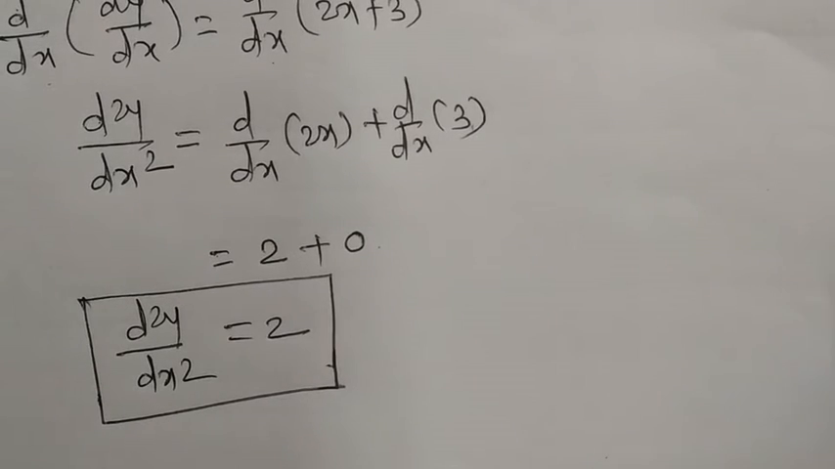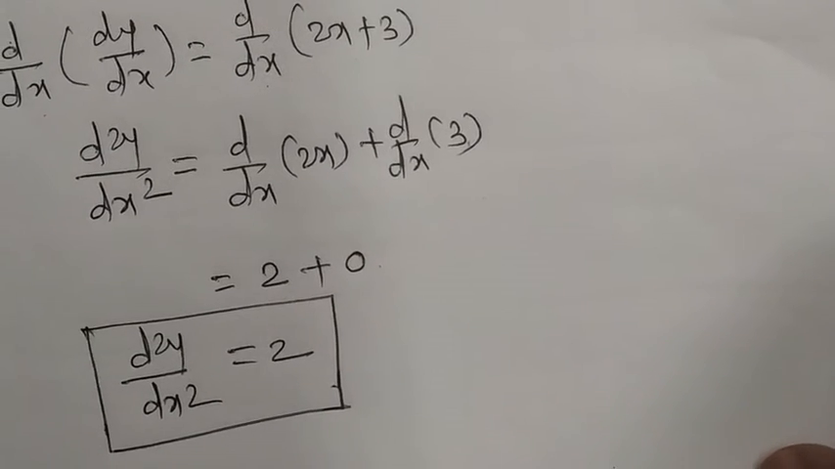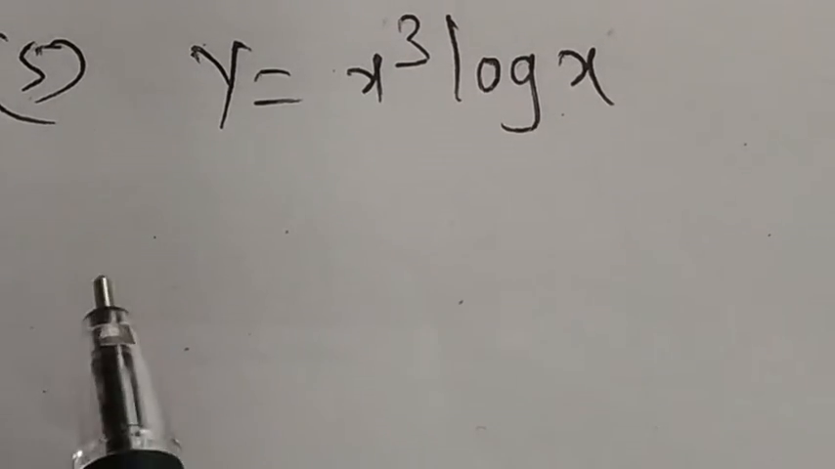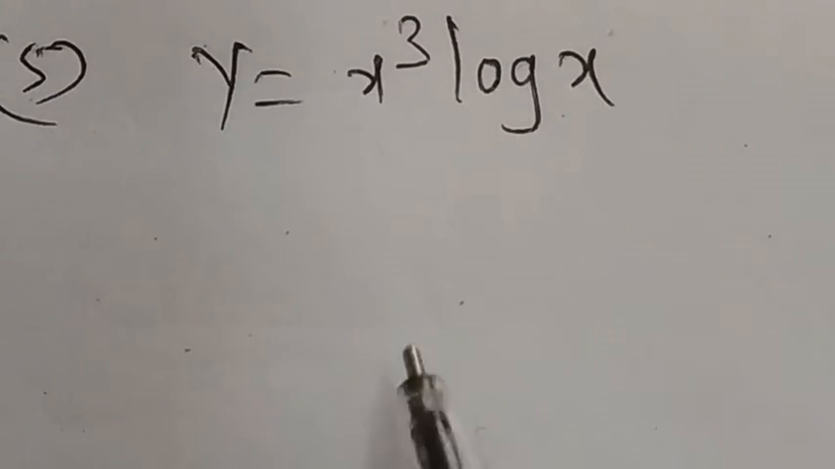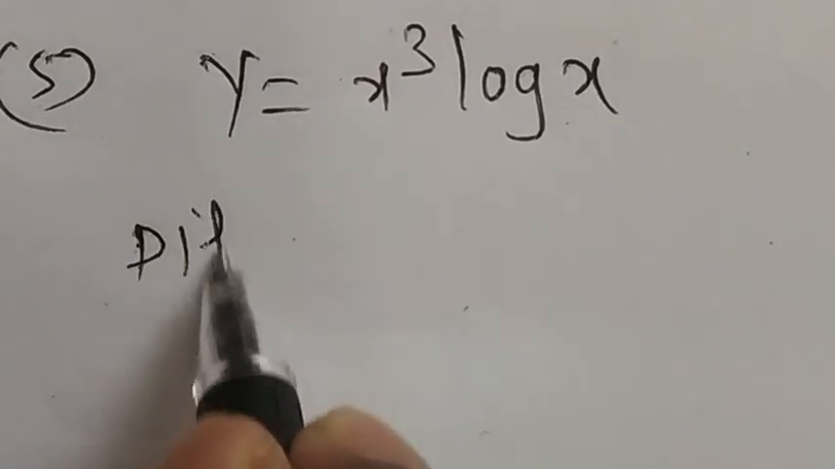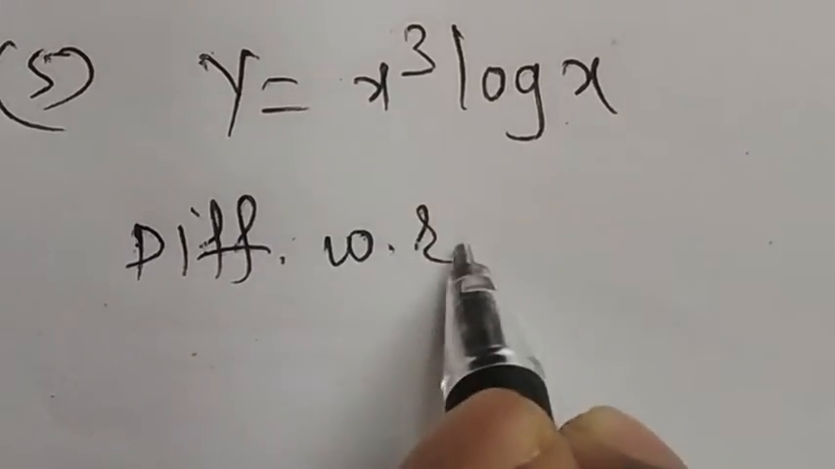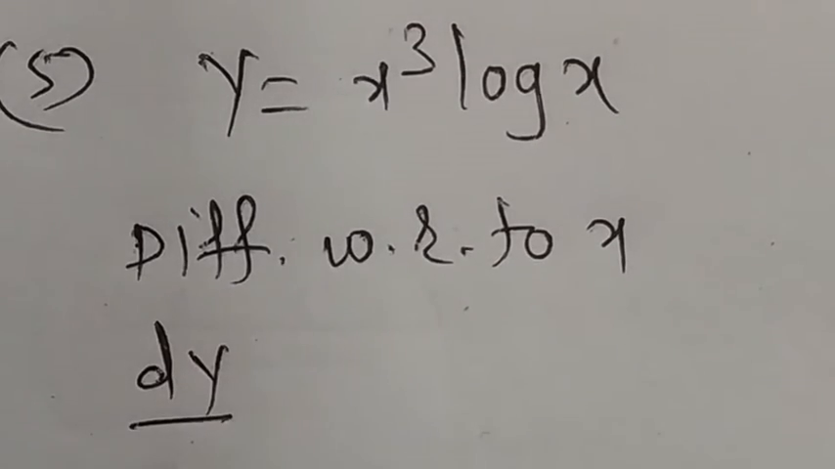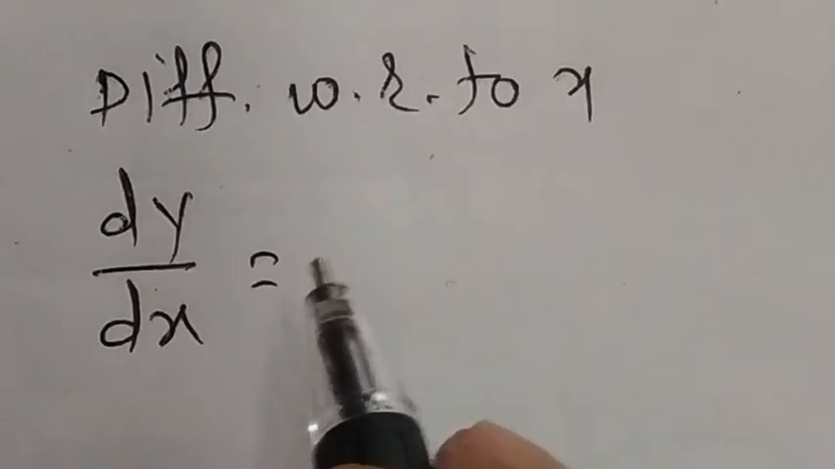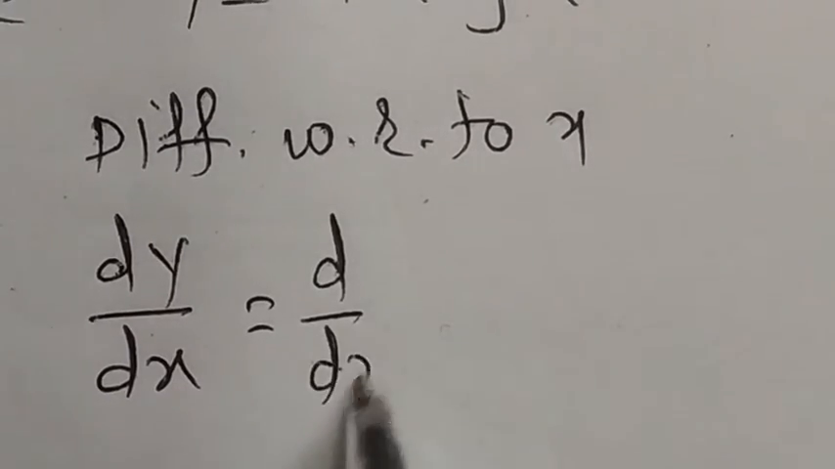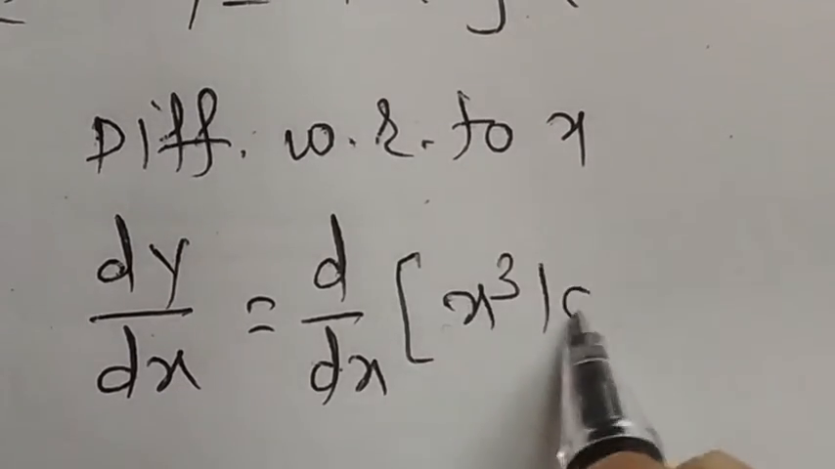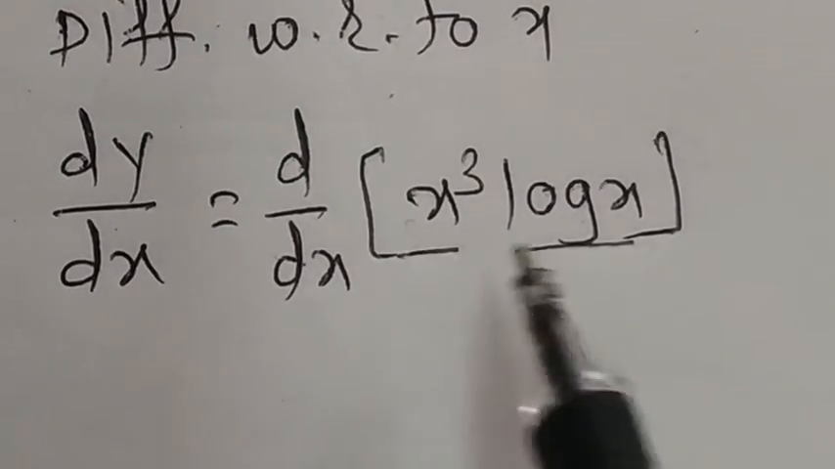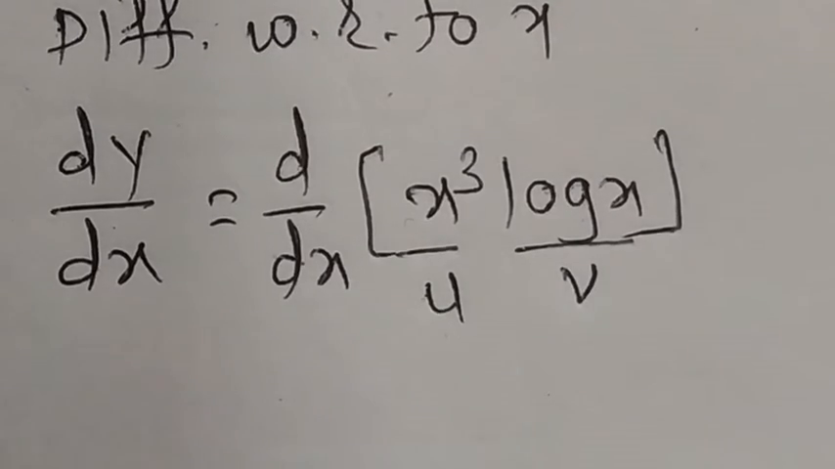Now let me take another example, suppose example number 5. Now y equals x cube log of x. First differentiate with respect to x, so dy by dx, because the derivative of y is dy by dx, equals d dx of x cube log of x. Now there are two terms, one is logarithmic, one is algebraic. So this is the u into v rule.